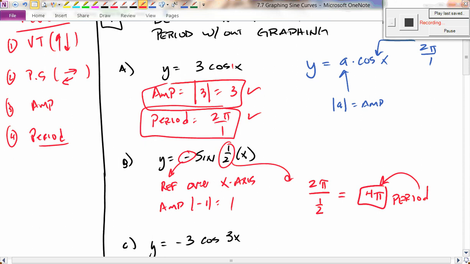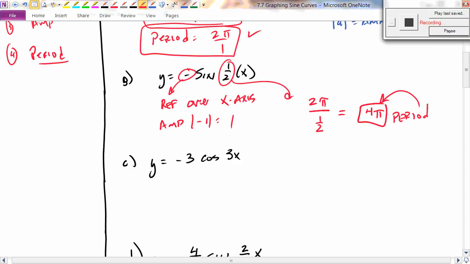All right, let's try this one down here. How about y equals negative 3 cosine of 3x? A couple of things going on, right? What is the negative going to do? That's going to give us a reflection over the x-axis, true. The amplitude has to be the absolute value of negative 3, which is 3.